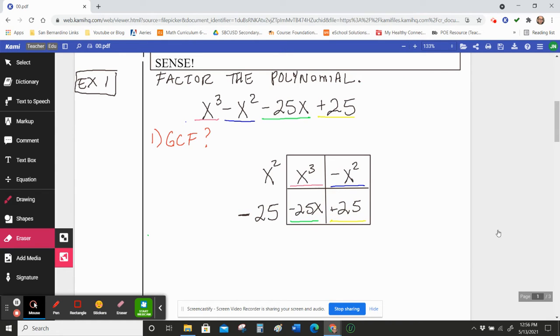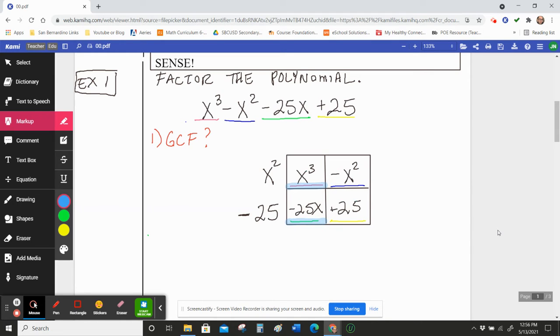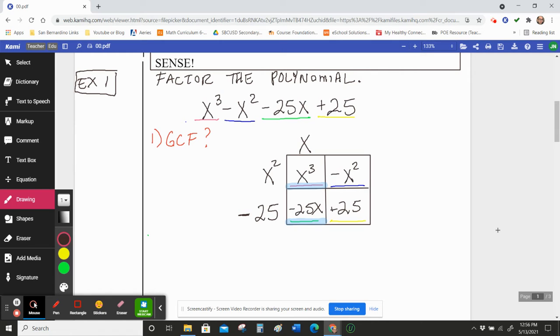So let's move on. This time we're going to be moving into the columns. We're going to be looking at this column, meaning the x to the power of 3 and the 25x. What can I take out of these two in terms of greatest common factor? Whatever we can take out, we put it on top. So here we have x to the power of 3, negative 25x. The only thing that I can take out of these two is an x, so I put that on top. That's the most amount that I can take out. I cannot take anything else out besides a 1, so I just leave it as is.